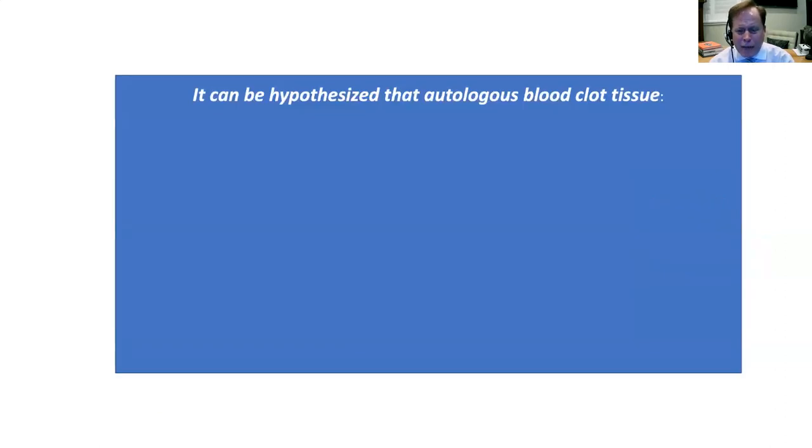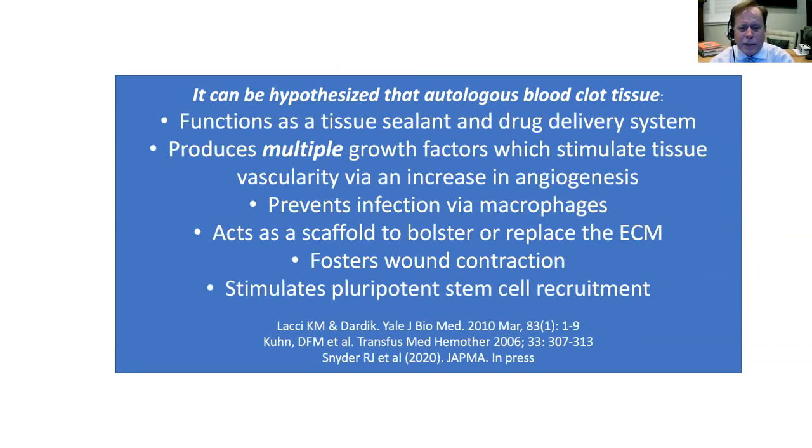So I think it can be hypothesized based on the literature that autologous blood clot tissue can do many things. First and foremost, it clearly can function as a tissue sealant and may in the future even act as a drug delivery system. It produces multiple growth factors which stimulate tissue vascularity via the concept of angiogenesis. It prevents infection via macrophages, and it acts as a scaffold to bolster or even replace the extracellular matrix. It also fosters wound contraction because it hugs the edges, and it could in fact stimulate pluripotent stem cell recruitment.